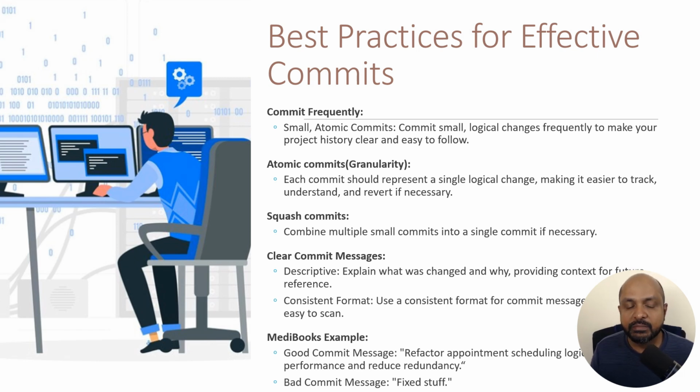If you pick some of the examples from Medibook's project, you can see in a typical such project commit messages like, refactor appointment scheduling logic to improve performance and reduce redundancy. So it is self-explained, right? This message tells us what has been done during that refactoring, what part of the project it affects. It clearly says appointment scheduling, so it was very specific, and why it was done. It was for improving the performance and reducing redundancy. So what, where, and why is mentioned clearly.